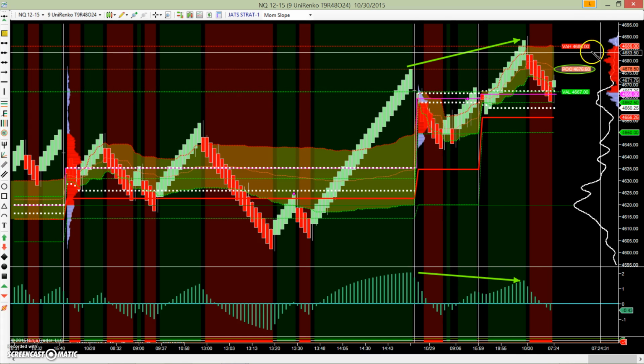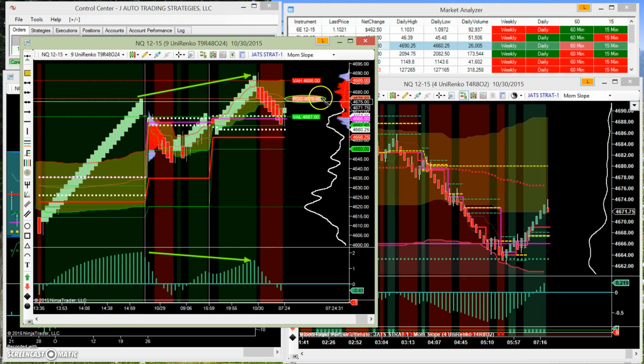So we're pushing up for our last kiss of the current VWAP, previous point of control area. I'm going to be looking to short this somewhere around 46.7650 to 46.80.